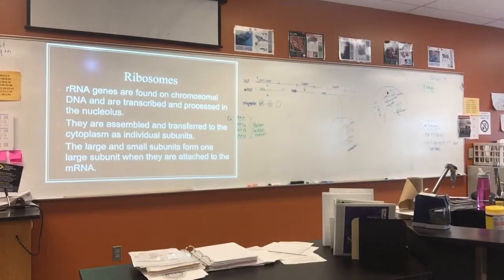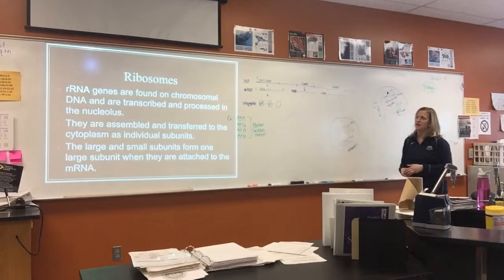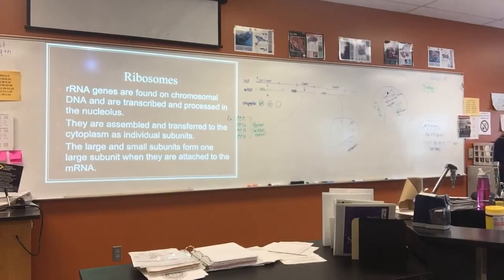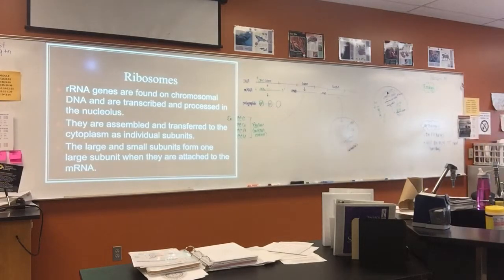So rRNA genes, this is what I just drew here, are found on chromosomal DNA and are transcribed and processed in the nucleolus. They are assembled and transferred to the cytoplasm. The large and small subunits form one large subunit only when they're attached to mRNA. So normally, the ribosomes are detached. You have a small and large subunit, and they only come together when they're going to do protein synthesis.